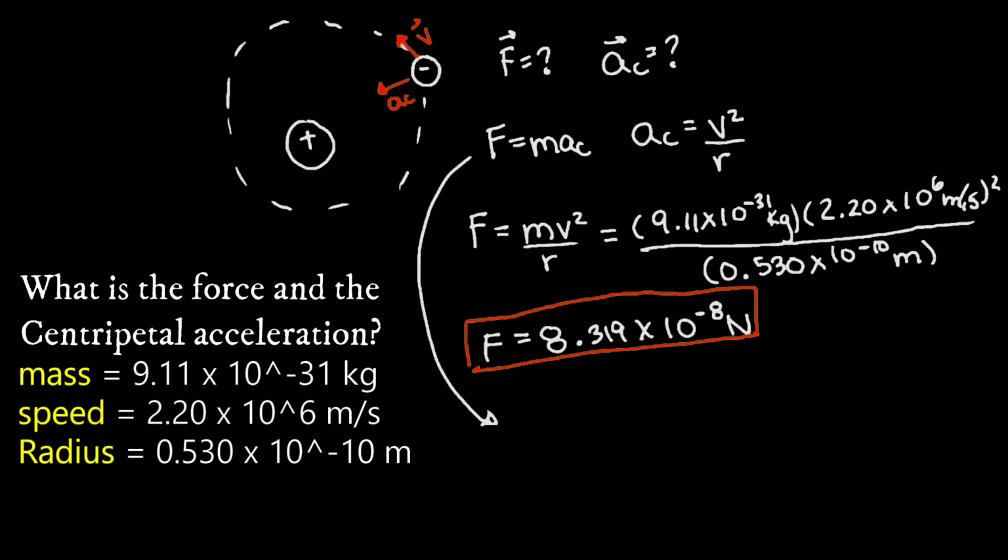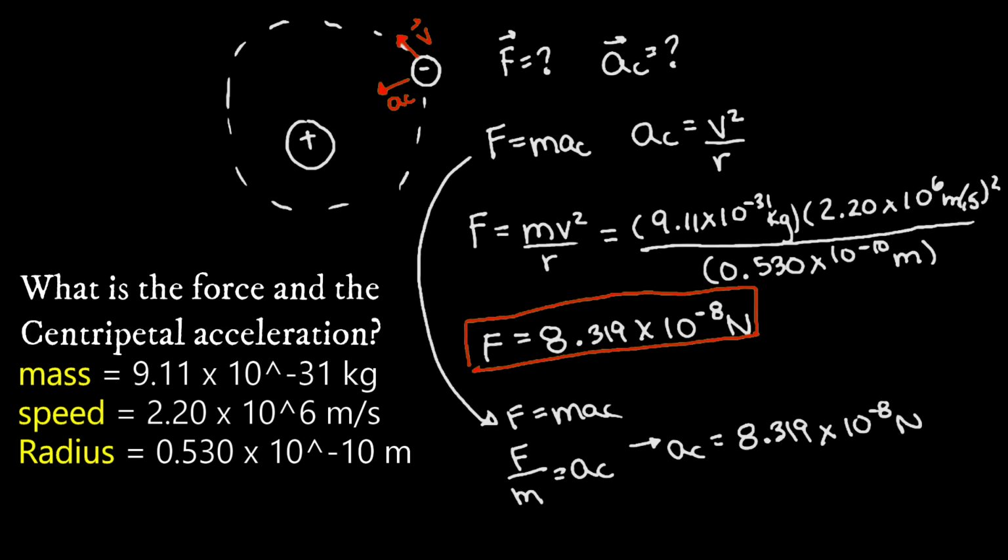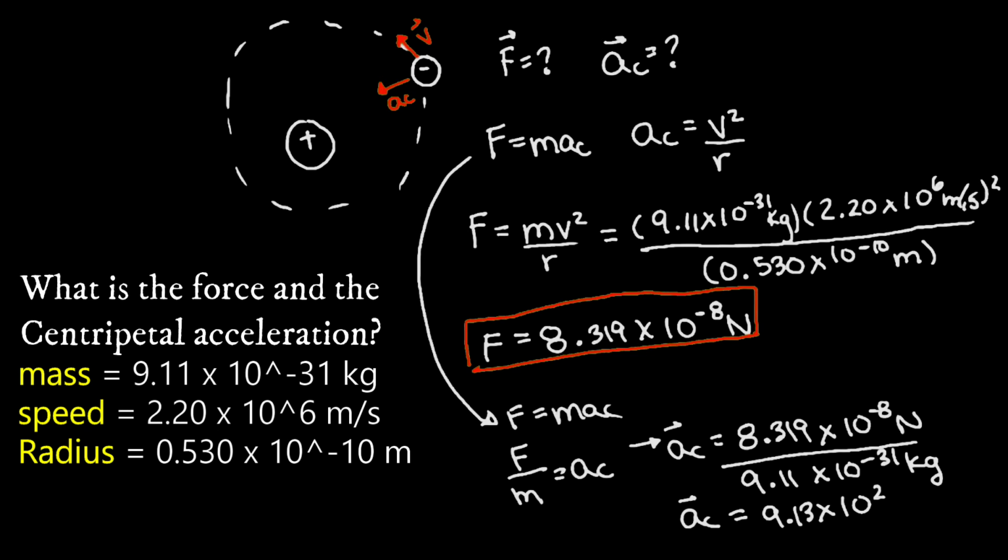Then, we know that acceleration is just force over mass. You can also solve for acceleration by using acceleration equals speed squared over radius. You should get the same response. So the acceleration is equal to 9.13 times 10 to the 22nd meters per second squared.